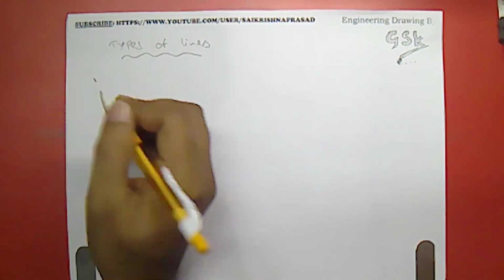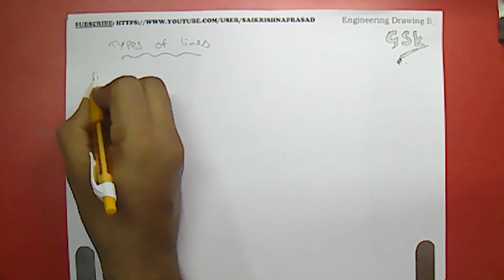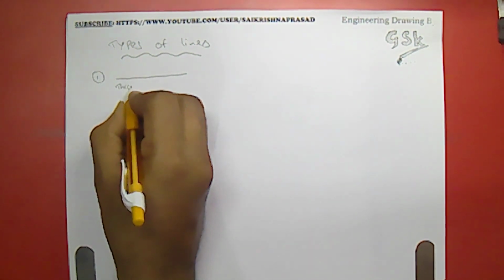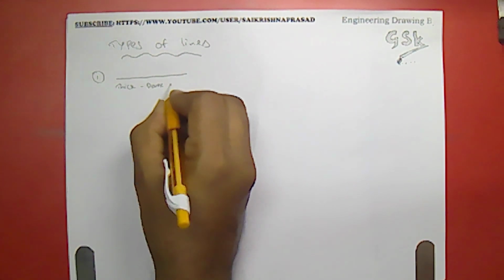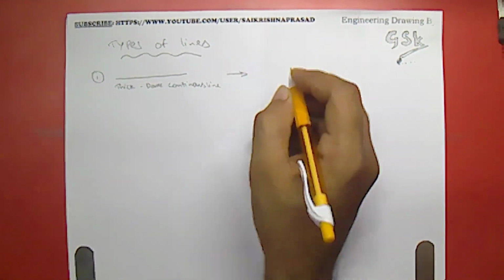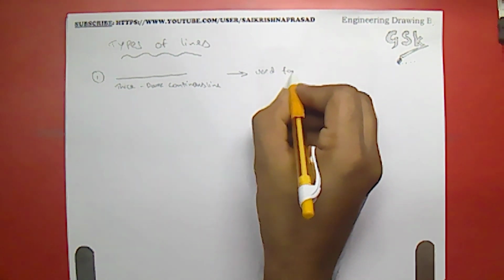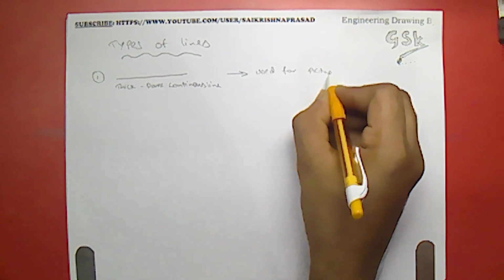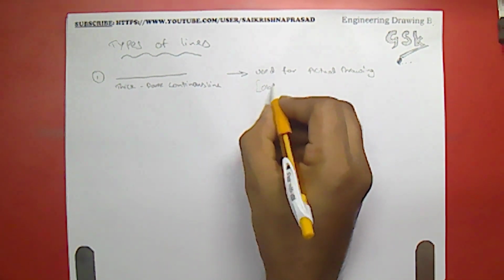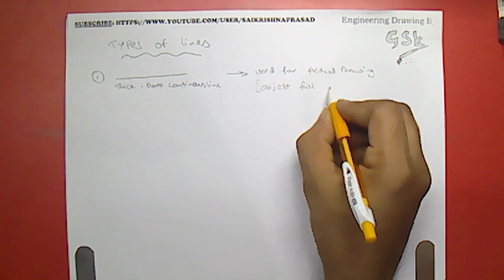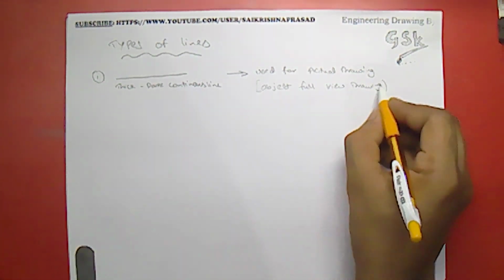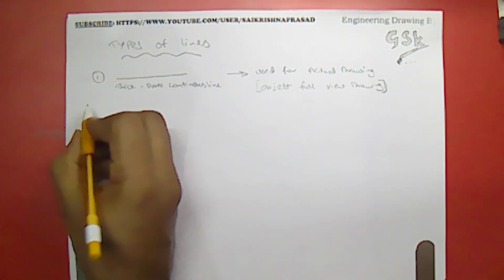In types of lines, the first one is the thick, dark, continuous line. These types of lines are used for the actual drawing, meaning the full view drawing or representing any object. We'll be using a thick dark line.